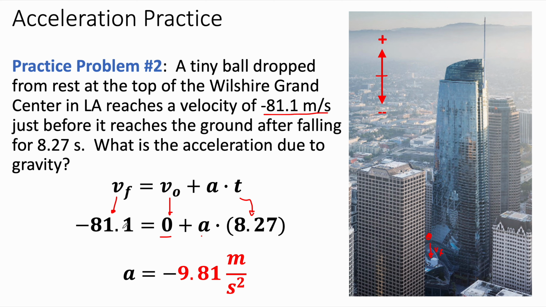At this point, if you divide both sides by 8.27, you'll discover our acceleration is negative 9.81 meters per second squared. Turns out that's the acceleration due to gravity in downtown LA. And it's pretty much the same everywhere on the surface of the Earth. Anywhere you go is about this. Any dropped object will gain 9.8 meters per second every second it's falling if it's near the Earth's surface.